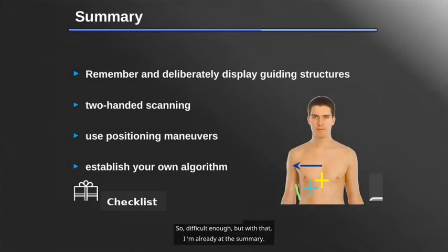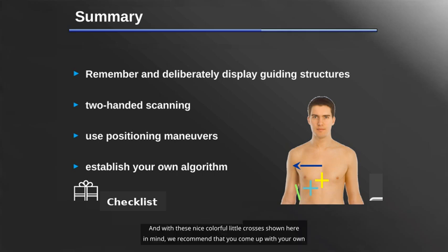So difficult enough, but with that I'm already at the summary. We deliberately wanted to keep it short. We have shown you the key structures. Try to remember these and consciously visualize them. Working with both hands means you have the transducer in your right hand, of course, which you move preferably by tilting and fanning. But you also have your left hand, which has to adjust the depth, because the left lobe of the liver lies much more superficially ventrally than the right lobe, which can go down to 10 or 20 centimeters. Use positioning maneuvers whenever possible, especially the oblique left lateral position and raising the right arm.